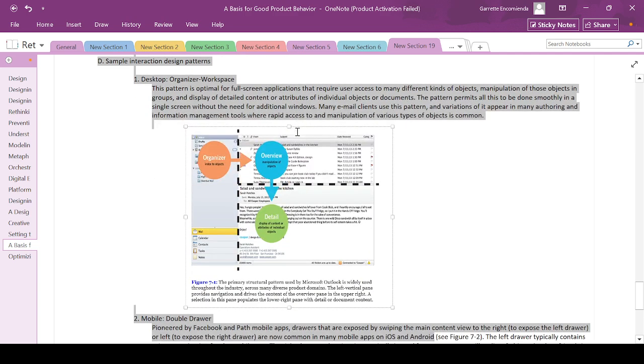Sample interaction design patterns: desktop organizer workspace. So this pattern is optimal for full screen applications that require user access to many different kinds of objects, manipulation of those objects in groups, and display of detailed content or attributes of individual objects or documents.